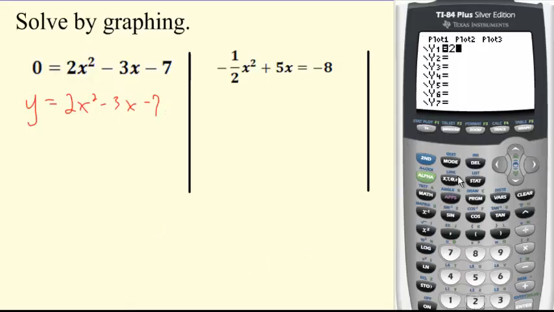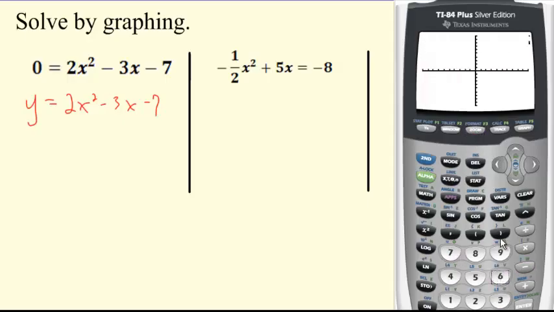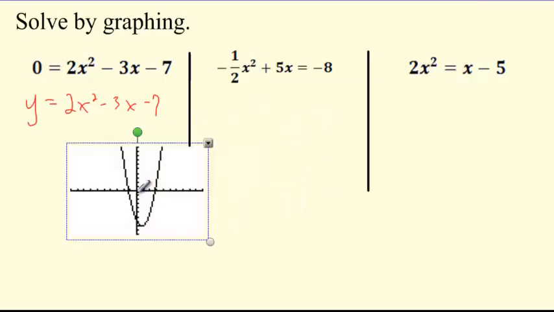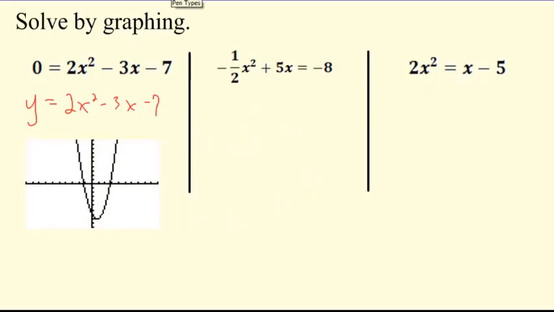So to put them in, we got 2. Remember, here's the x button up here. 2x squared minus 3x minus 7. And we're going to zoom standard. That zoom 6 gives us that nice basic window right there. And there is a great graph of it right there. So if I just had that graph, boom, there it is. That's awesome. If I want to find the solutions, well, there they are. I can see them right there.